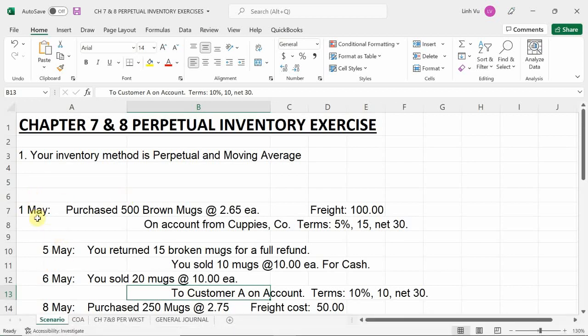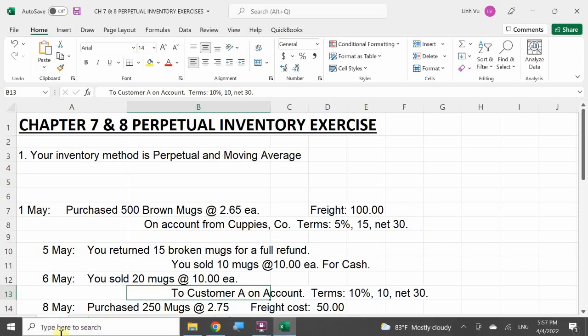So on May 1st, we purchased 500 brown mugs at $2.65 each, with the freight costing $100, and you bought it on account from Cuppy's Co. with terms of 5% 15 net 30. So here we purchase some inventory, right?